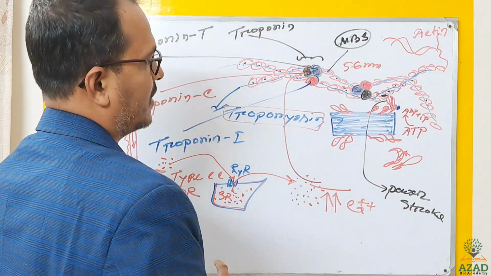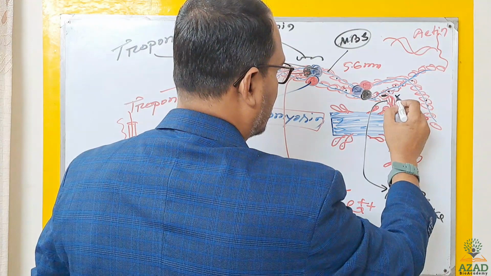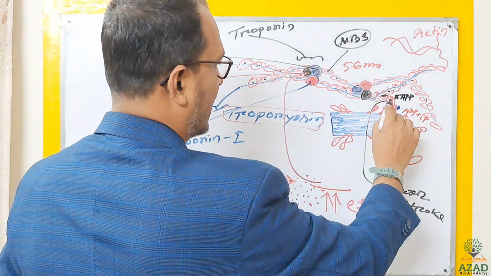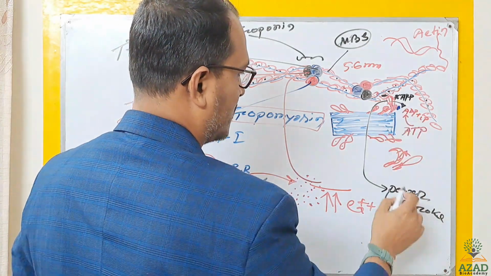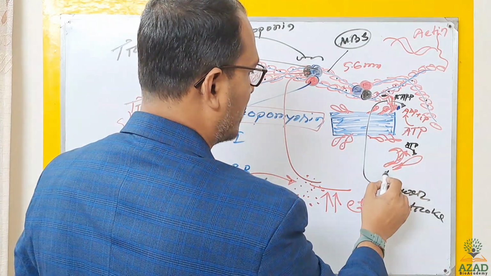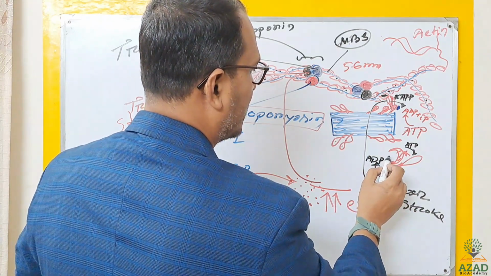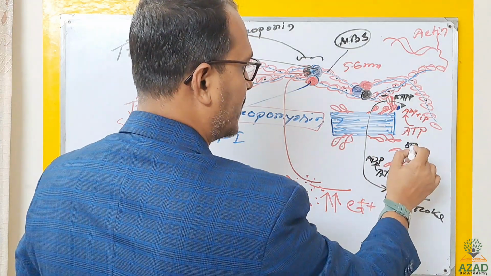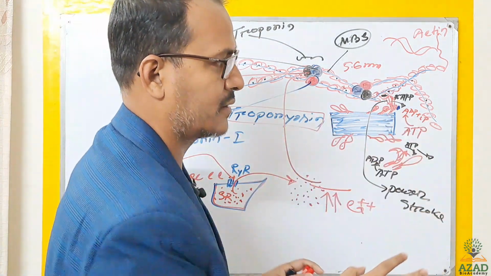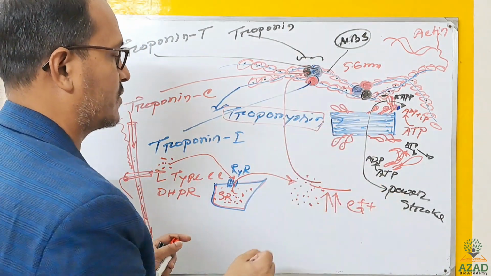Then what will happen? Instantly a new ATP will bind, and then the myosin head will again be in its normal position by ATP. That means when ATP is hydrolyzed into ADP, it contributes, and when ATP binds again, it returns to the normal position. So one cycle has been done. This is the overall activity of troponin, tropomyosin, actin, and myosin.